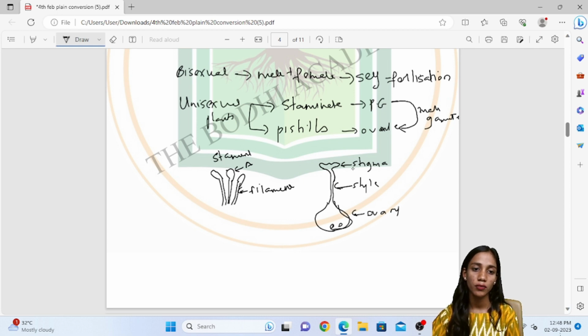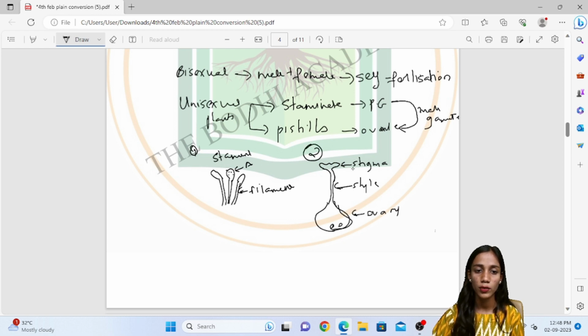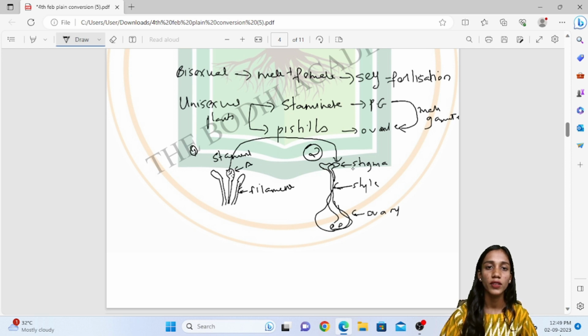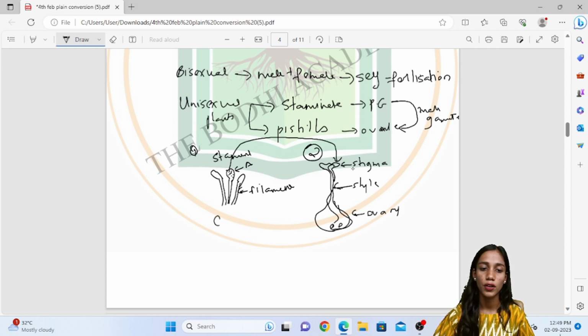Now this is one flower and this is the next flower. The pollen grains will be produced on this staminate flower, and will be transferred to the stigma of the pistil of the next flower. After the pollen tube grows, fertilization takes place over here. The transfer of pollen grains from the anther of one flower to the stigma of another flower is called cross pollination.